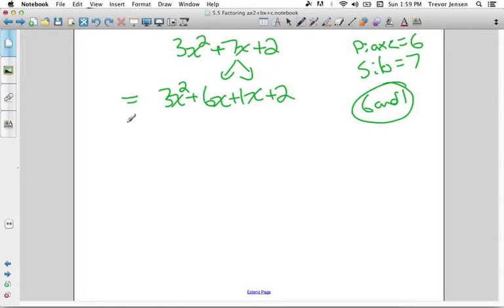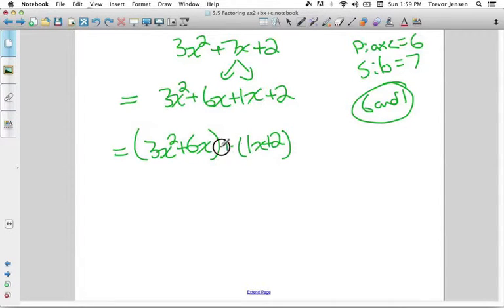So what I need to do now, put my first two terms in a group, 3x squared plus 6x. Put the last two terms in a group, 1x plus 2. And then don't forget to separate these two by an addition sign to make sure that this expression stays equivalent to the one above. Okay.